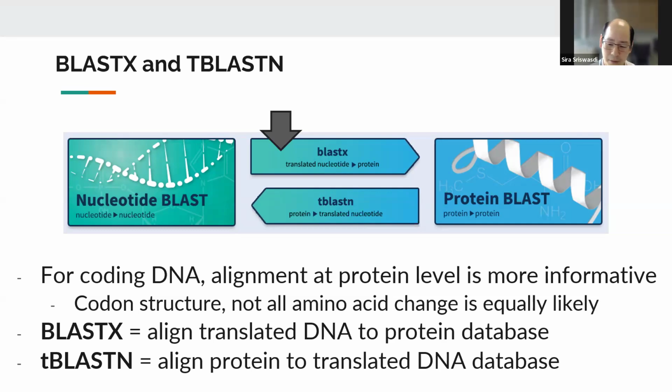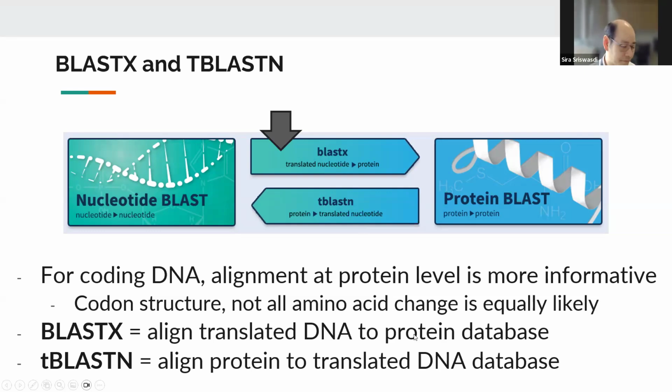So the best way to do sequence alignment for coding DNA is to translate it to protein first, and then do the alignment at the protein level, because we have more evolutionary information when aligning amino acids than aligning DNA. So that's why we use BLASTX if you have a coding DNA and you want to compare it to protein.